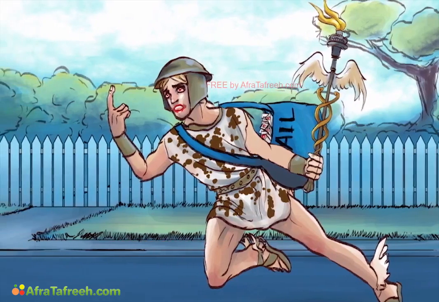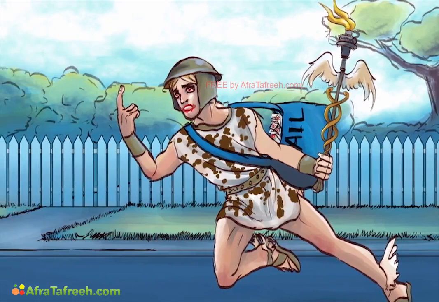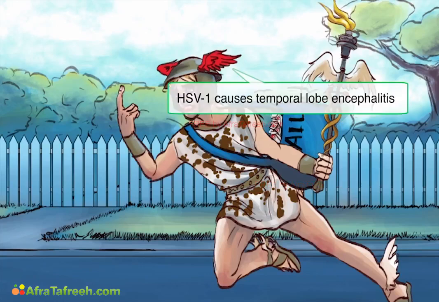Okay, now comes the big one. If there is one thing to remember in this video, it's that HSV1 is associated with temporal lobe encephalitis. So we have Hermes wearing a helmet, and it'll have these red wings extending out from the temples. This will represent temporal lobe encephalitis. This kind of encephalitis causes hemorrhage and necrosis of the inferior and medial temporal lobes.